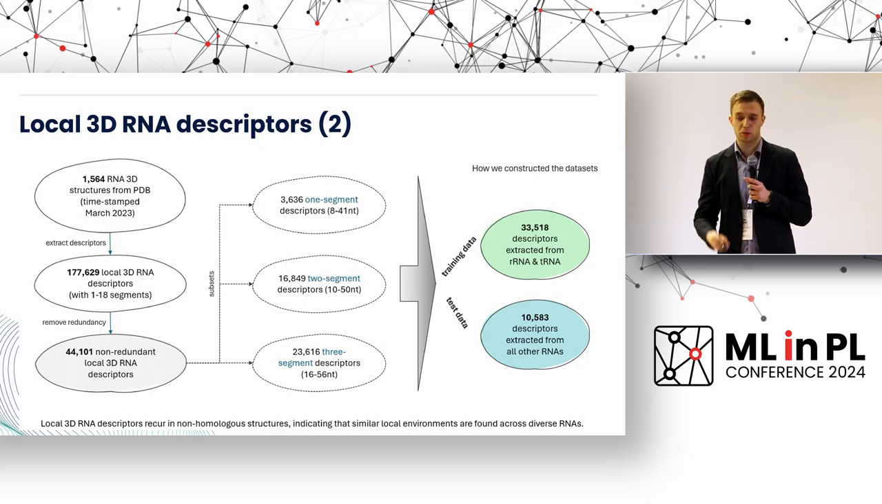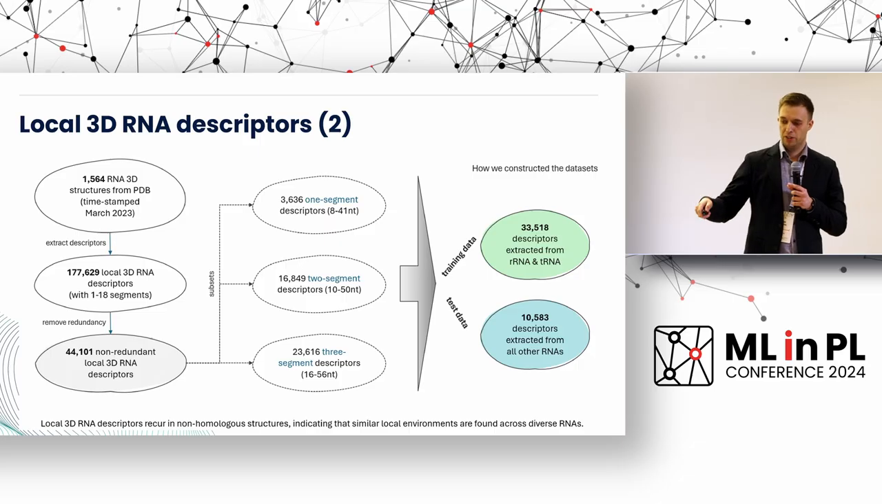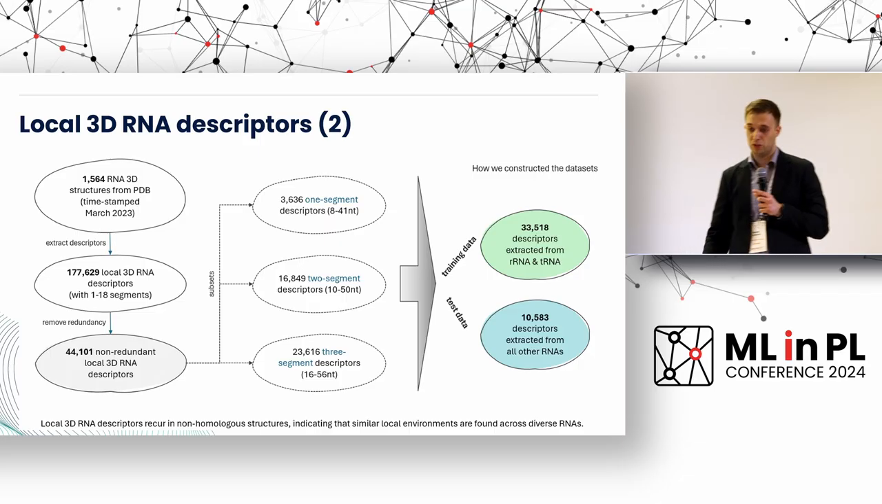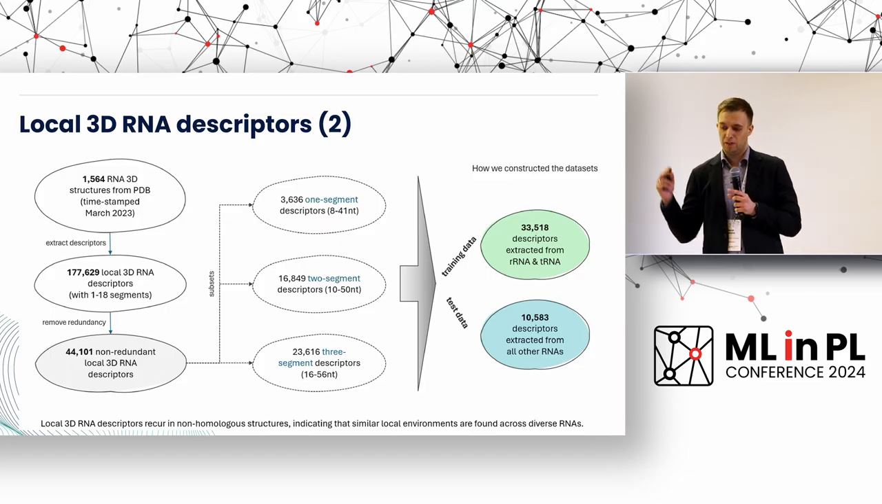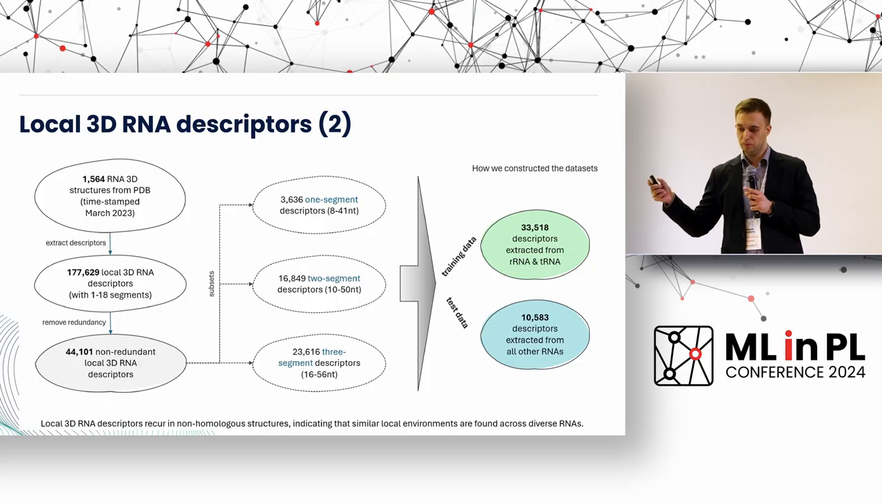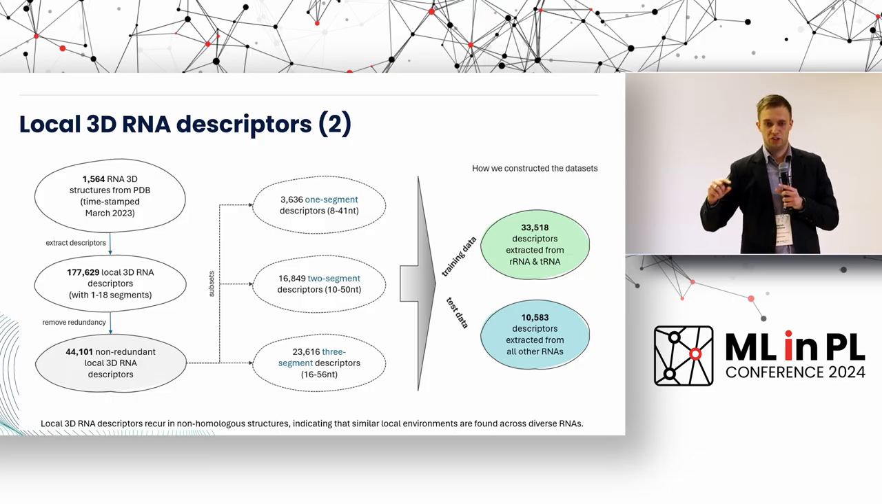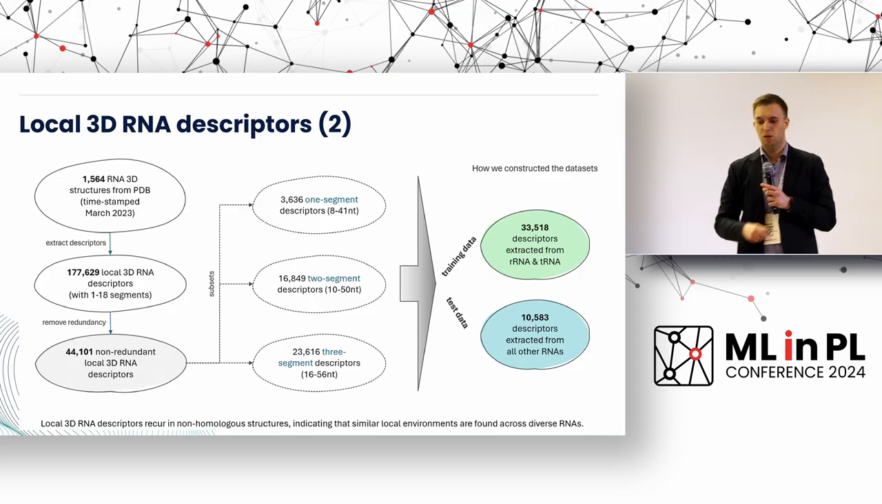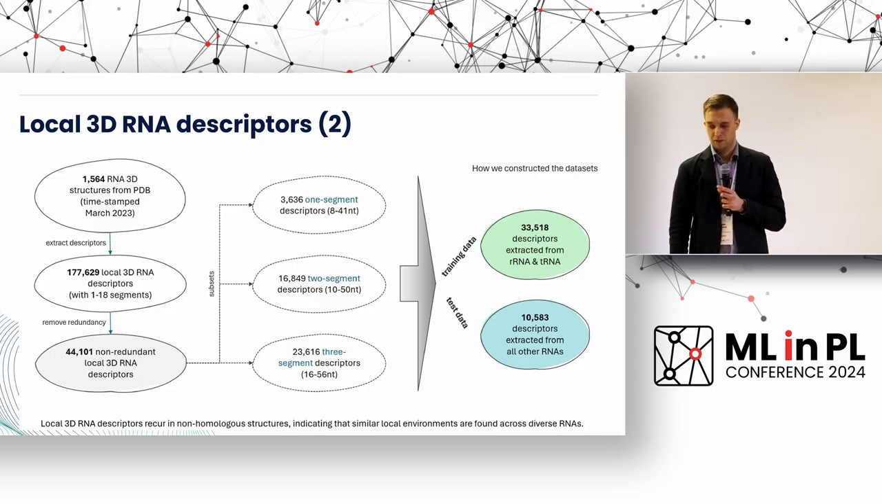Then we split that into training and test set. The important thing that you can see here is that in the training set, we've got 33,000 structures. To address the imbalance problem, we split them in a way that in the training set, we use only rRNA and tRNA, the majority classes. And in the test set, for testing, we used substructures from all the other RNA families that were left.